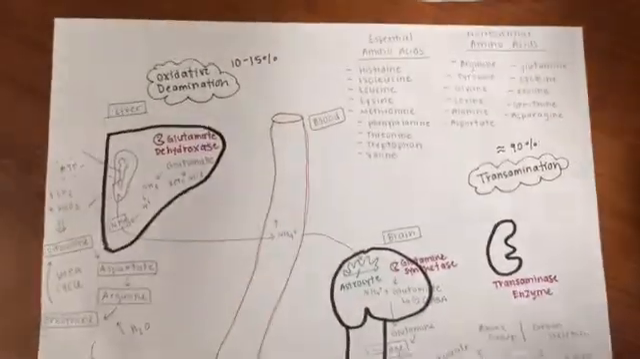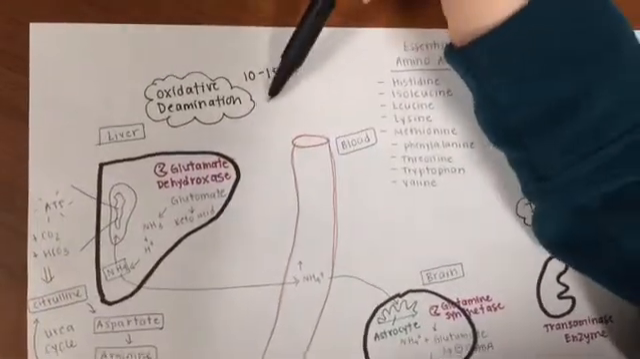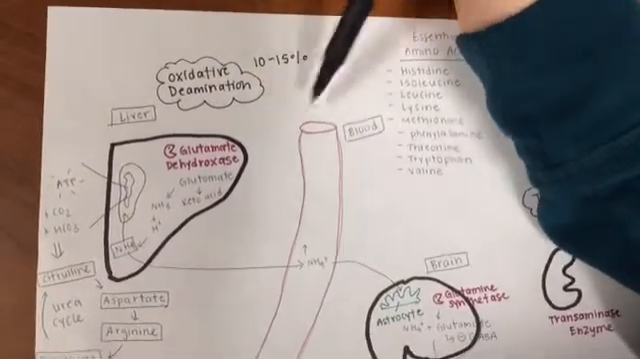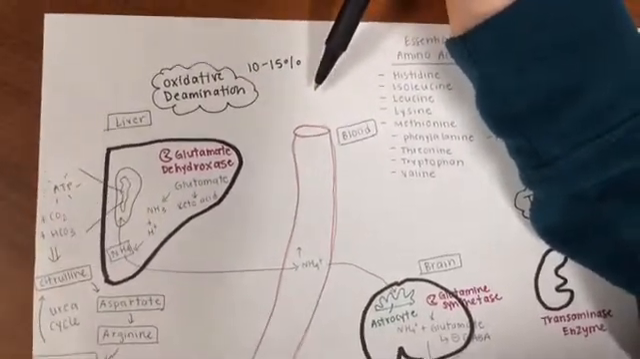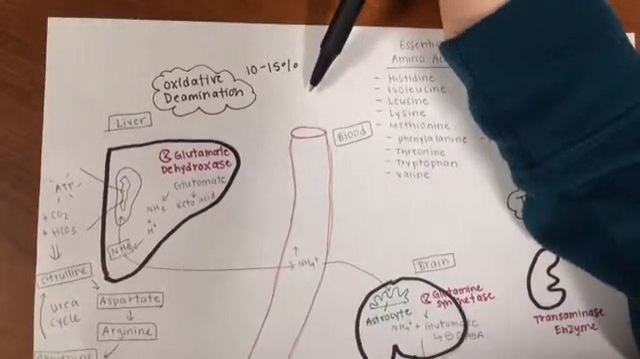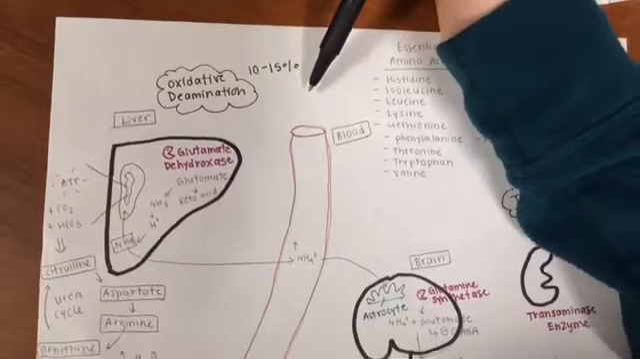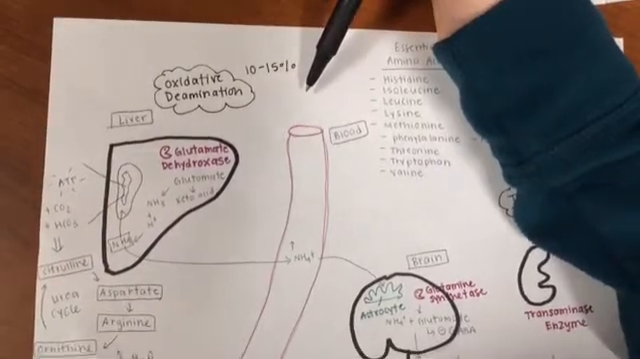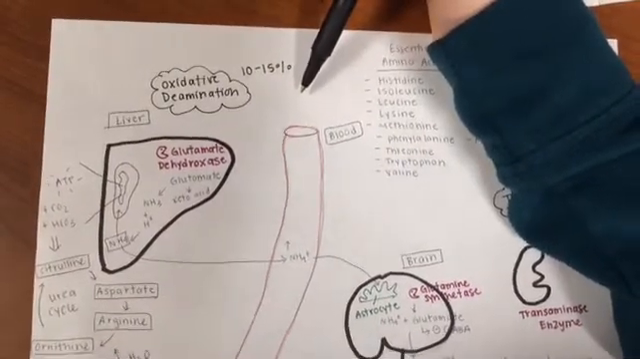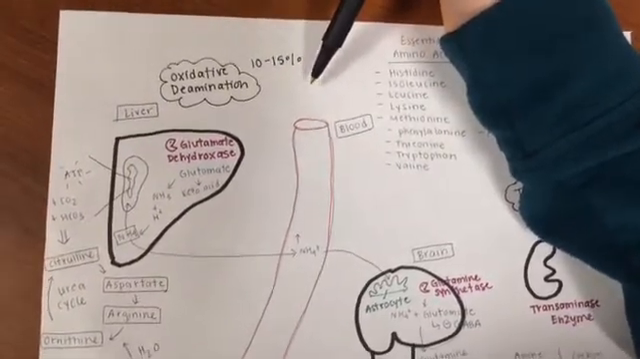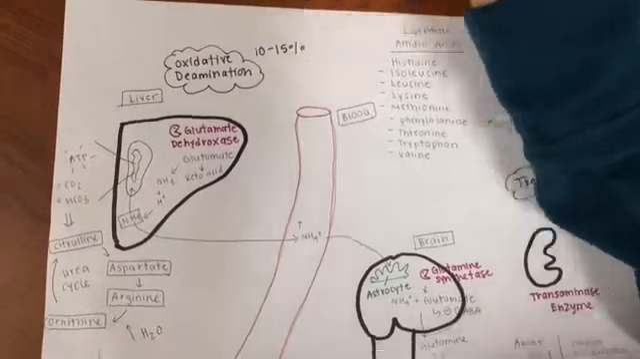A healthy individual will also go through oxidative deamination approximately 10 to 15% of the time in the liver. Deamination is a process of total catabolism of an amine group and a carbon skeleton. This is the process by which amino acids are broken down if there is an excess of protein intake. The amino group is removed from the amino acid and converted to ammonia.